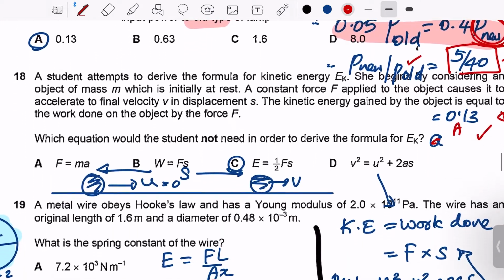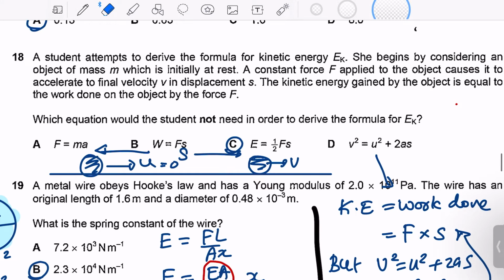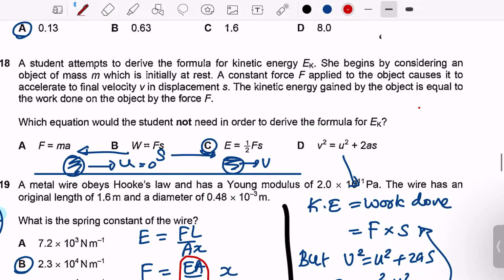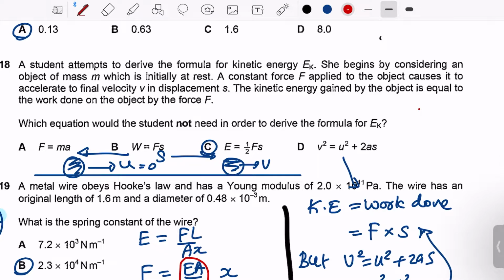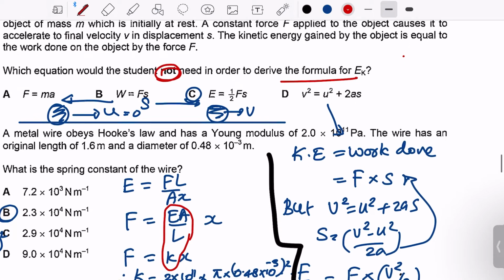Question number 18. Now I am going to erase question number 17. Hold on. Question number 18. A student attempts to derive the formula for kinetic energy, and they ask which equation the student would not need in order to derive the kinetic energy equation. How do we get kinetic energy?